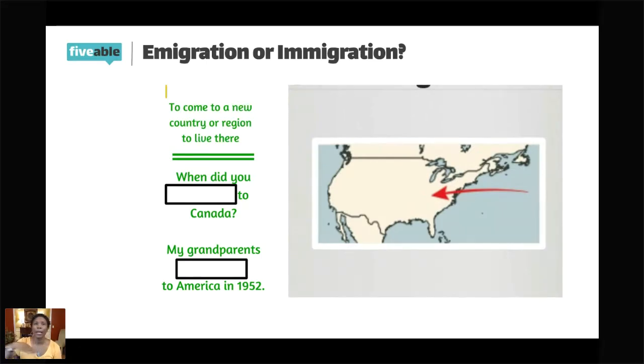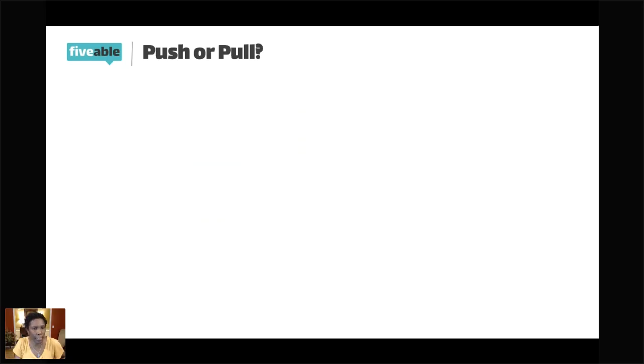So remember, exit means to leave. That's the emigration with the E. Incoming with the I, that's your immigration with the I. Thank y'all so much. Y'all are so on fire. All right, we're almost to a little check-in point.